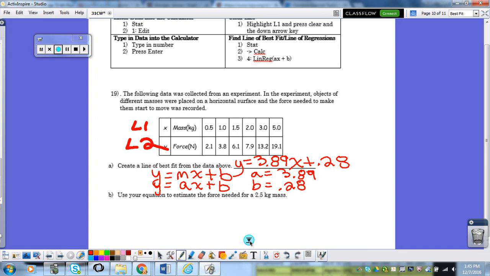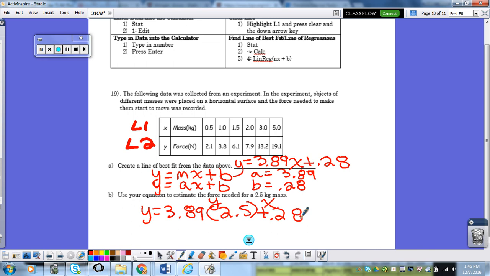So now we're going to use our equation to estimate the force needed for a 2.5 mass. If you look at your chart, force is labeled as your Y, and 2.5 mass is your X. So which one do you have? You have your X, so you're going to plug it in place of X. Y equals 3.89 times 2.5 plus, actually, just kidding, it is 0.28.